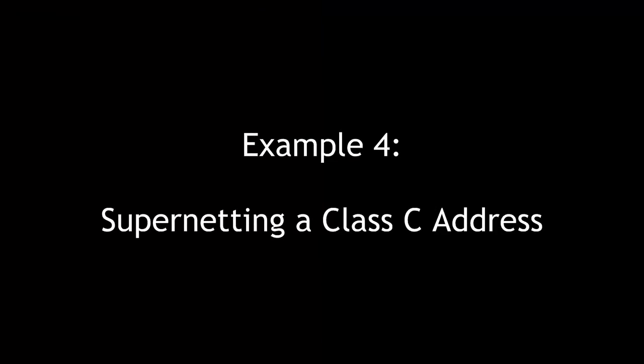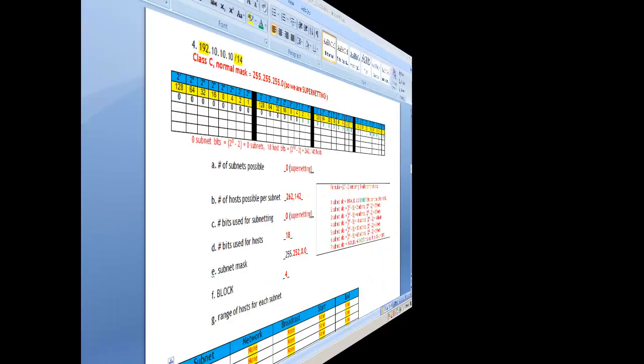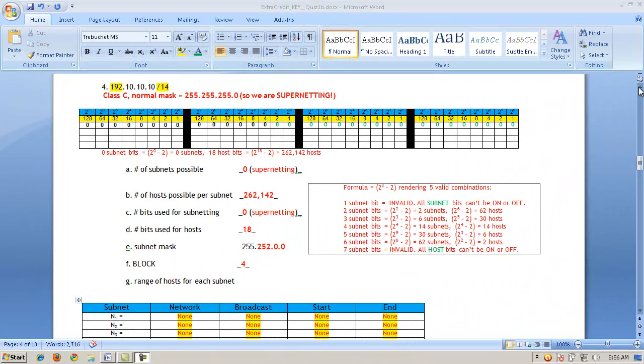Now we have a class C. And the fourth example, rejoice! Except that this time we're not subnetting, this time we're supernetting. Supernetting, well, what is that? Well, if subnetting is robbing Peter to pay Paul, then now we're robbing Paul to pay Peter. Remember that when we subnet, we take bits from the host portion and give them to the network portion. So we lose hosts, we gain networks or subnets. When you supernet, you do the opposite.